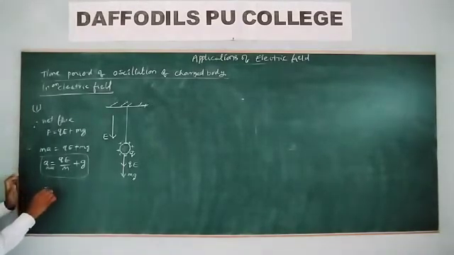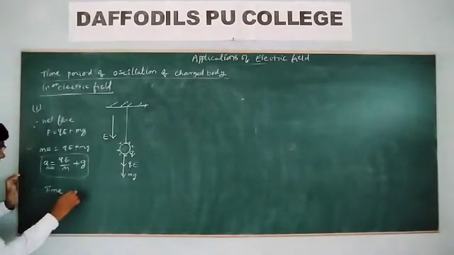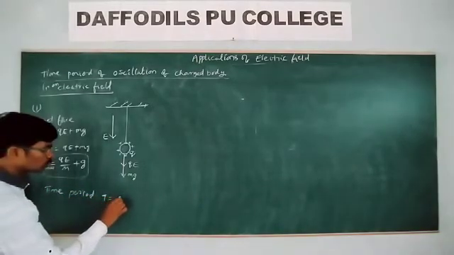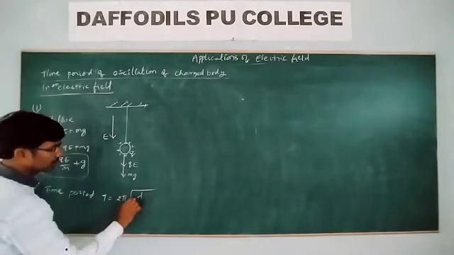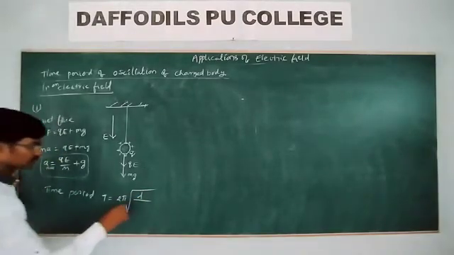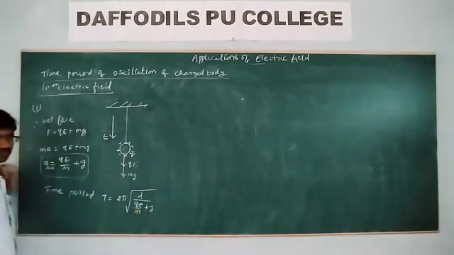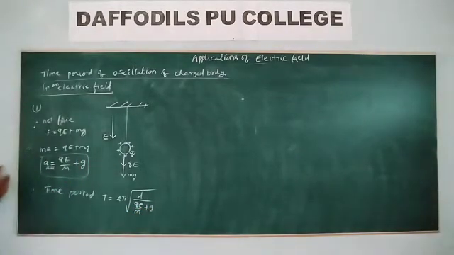Therefore, the time period T is equal to 2 pi into root over L by a. And a is nothing but QE by m plus g.